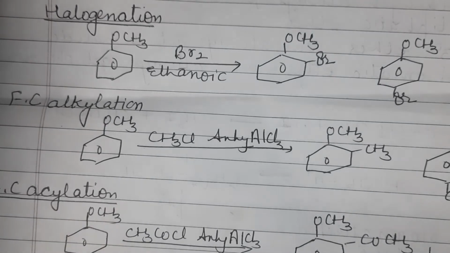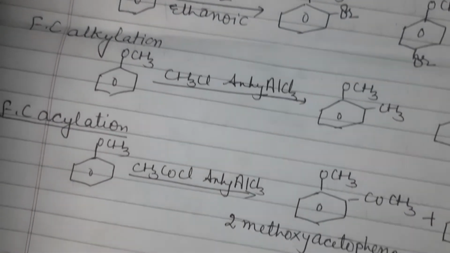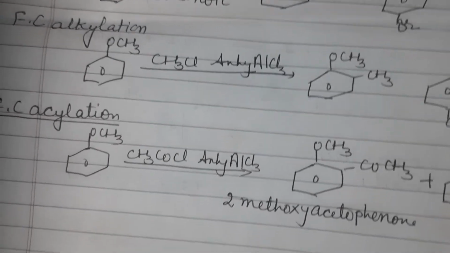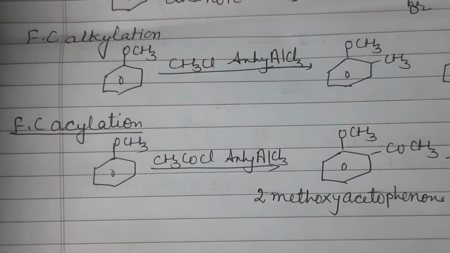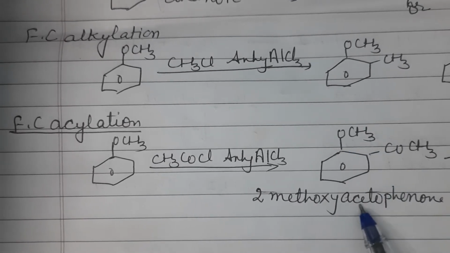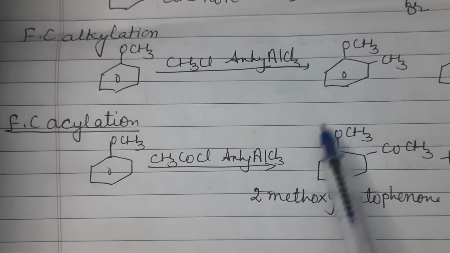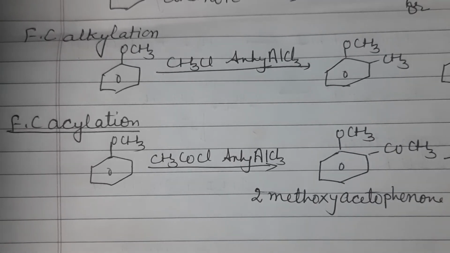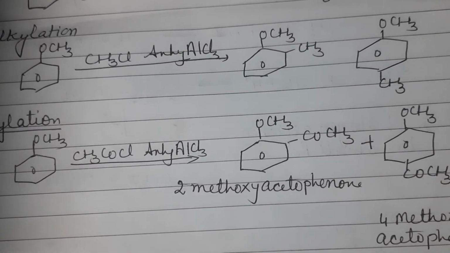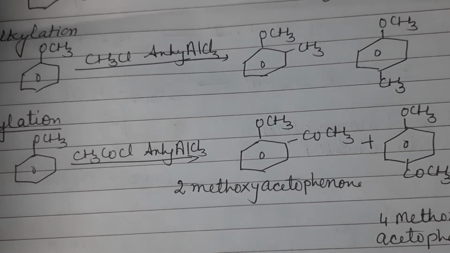Friedel-Crafts acylation takes place in the presence of acid chloride and anhydrous AlCl3, and we get 2-methoxy acetophenone. This is your acetophenone, and this is the 2-methoxy, and the other is 4-methoxy acetophenone. These are the products which we obtain.